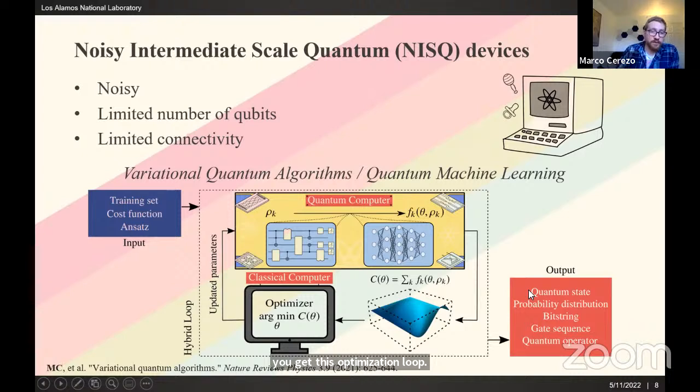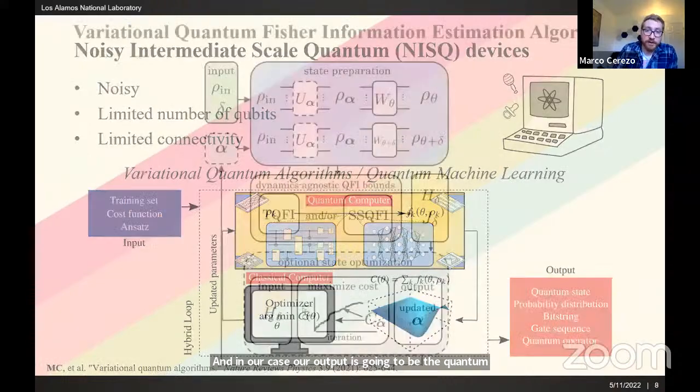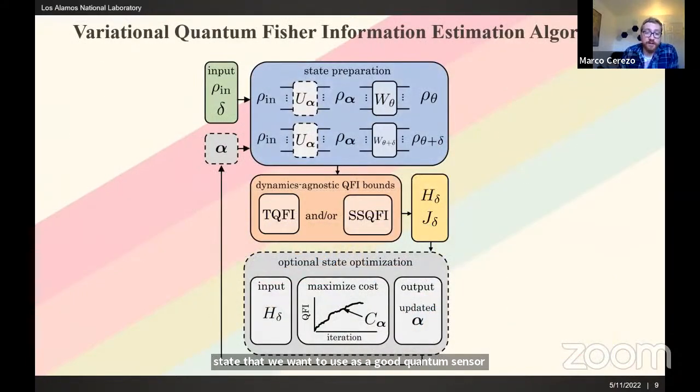And of course, then, the output of this variational algorithm depends on the problem at hand. In our case, our output is going to be the quantum state that we want to use as a good quantum sensor, right? So this is where we introduce this algorithm, which we call the variational quantum feature estimation algorithm. It is a mouthful, I know, but the main idea is that this is an algorithm that takes as input a quantum state, and this is an easy to prepare quantum state.